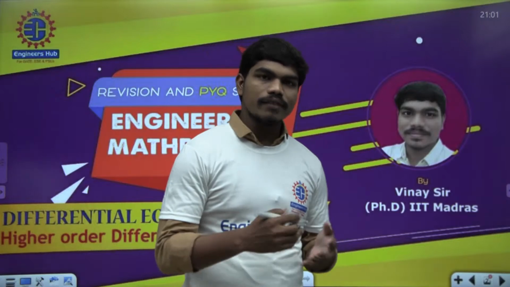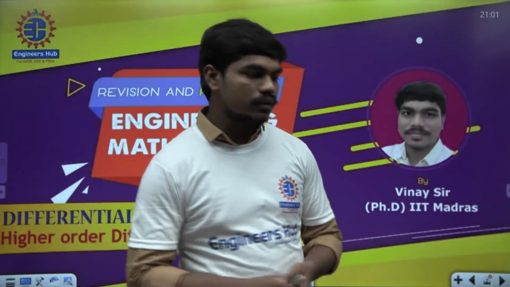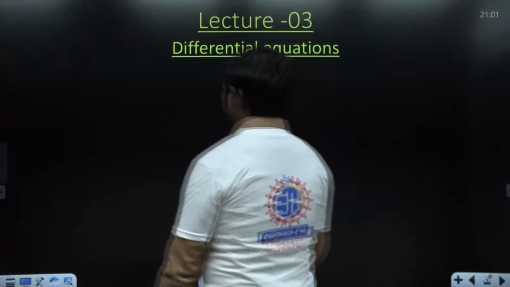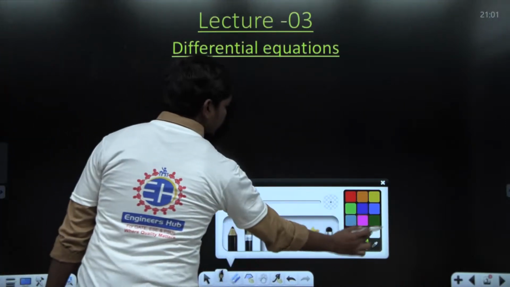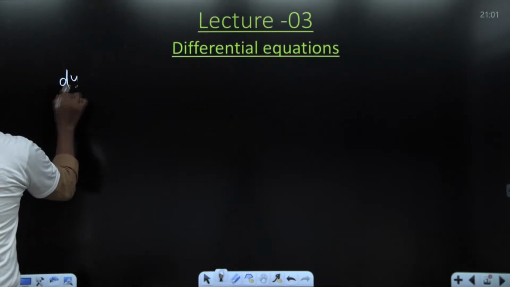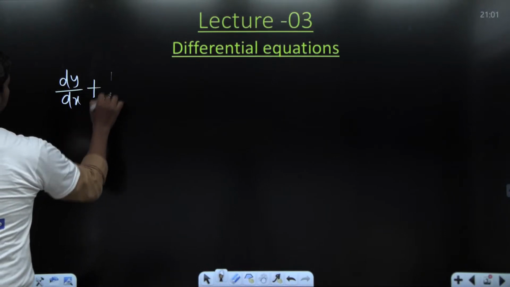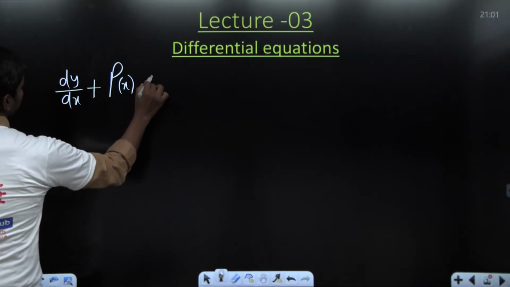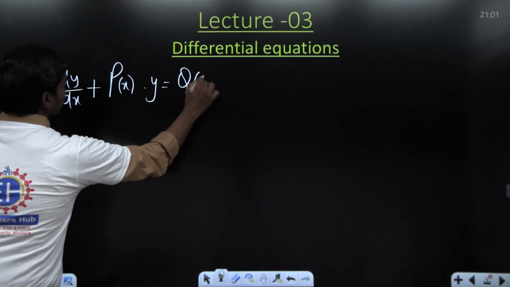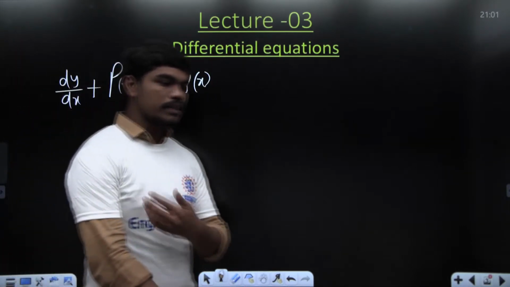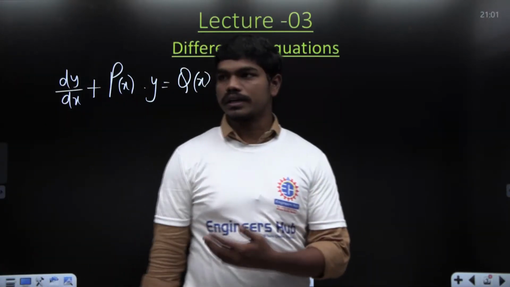Then we have seen what is called the Leibniz linear equation, which is of the standard form. The standard form of the Leibniz linear equation is dy by dx plus some function in terms of x into y is equal to some function in terms of x. This is the standard linear Leibniz equation, and these are the things that we solved till yesterday's class.